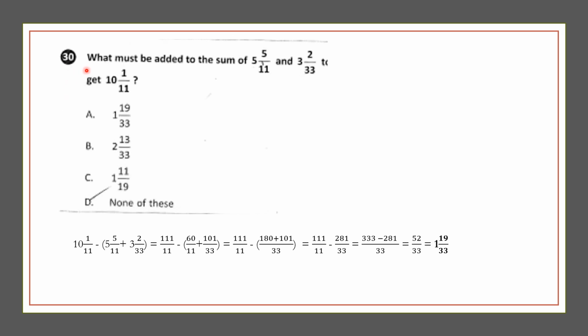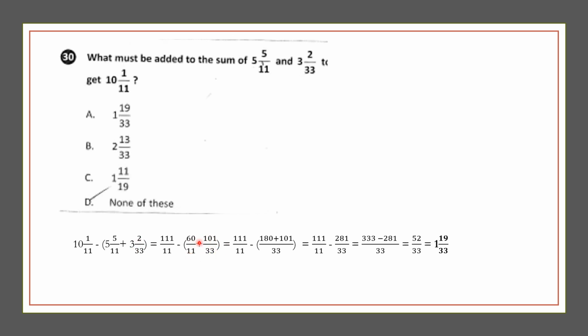Question number 30. What must be added to the sum of 5 5/11 and 3 2/33 to get 10 1/11? So we add these two and subtract from this, and we will get the value. So 10 1/11 minus the sum of 5 5/11 and 3 2/33. Now let's calculate the value here. 10 times 11 plus 1, 111 divided by 11. Here 55 plus 5, which is 60 by 11. Then 33 times 3, 99 plus 2, 101 by 33.